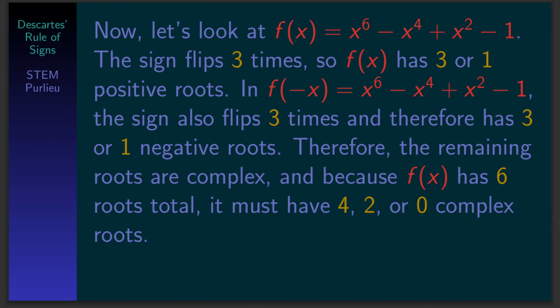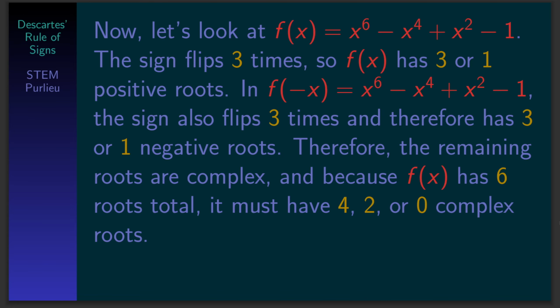Now let's look at f of x equals x to the sixth minus x to the fourth plus x squared minus 1. The sign flips 3 times, so f of x has 3 or 1 positive roots. In f of minus x equals x to the sixth minus x to the fourth plus x squared minus 1, the sign also flips 3 times and therefore has 3 or 1 negative roots. Therefore, the remaining roots are complex, and because f of x has 6 roots total, it must have 4, 2, or 0 complex roots.